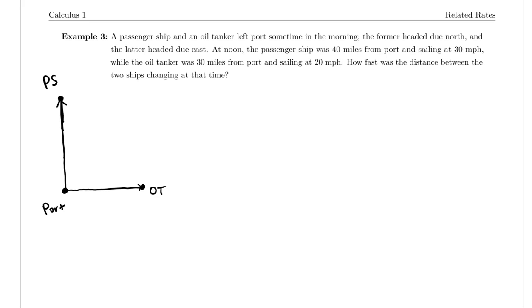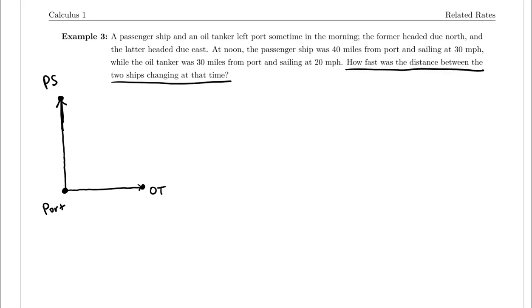At noon, the passenger ship was 40 miles from port and sailing at 30 miles per hour, while the oil tanker was 30 miles from port and sailing at 20 miles per hour. How fast was the distance between the two ships changing at that time?